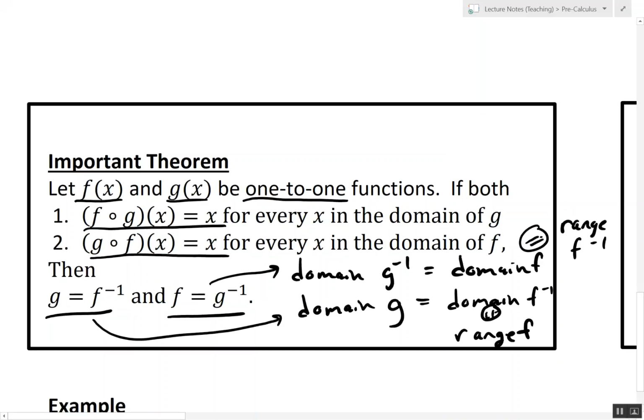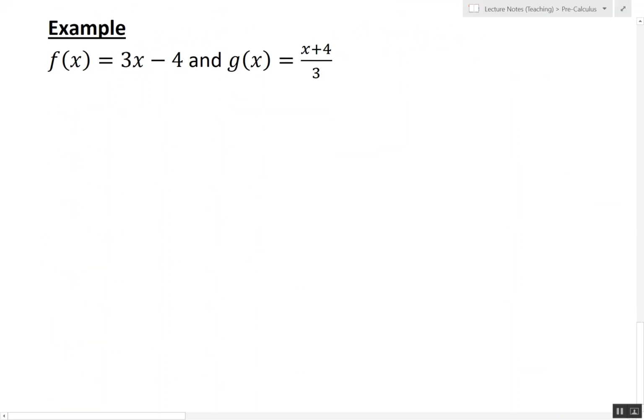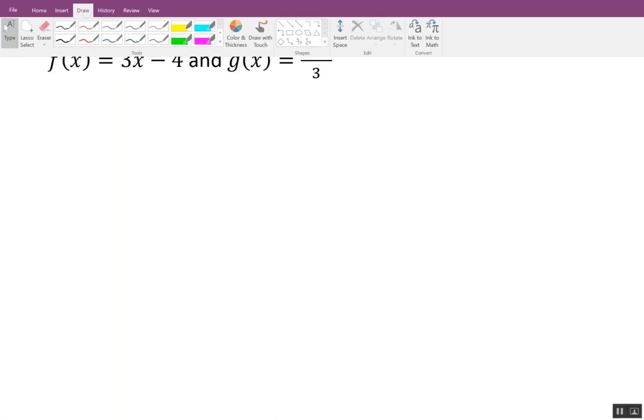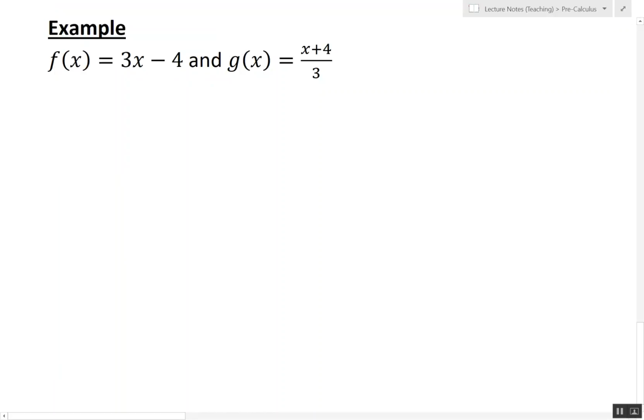So let's look at an example first where we do have two functions that are inverses of each other. We need to check two things in this example. So we want to check that f circle g of x equals x.